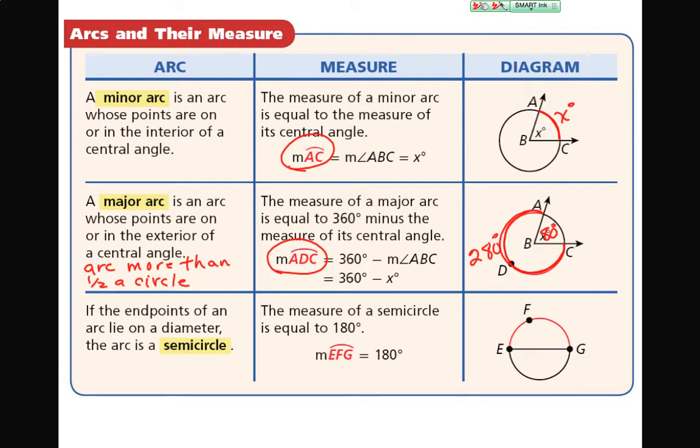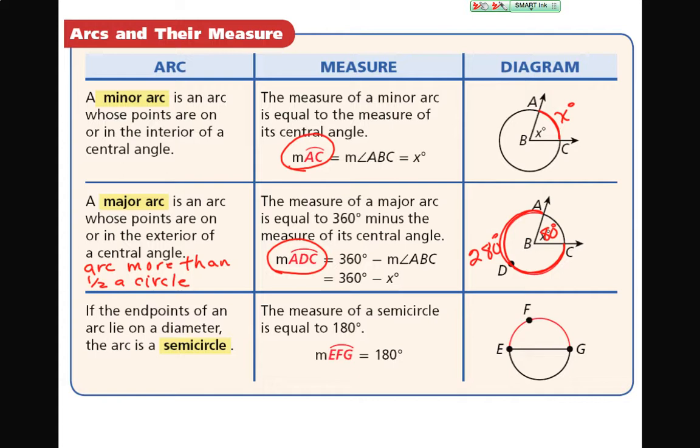If we know how big the arcs are that go together, we can add, depending upon what information we have. But in this case, based upon the information, you had to subtract. So if this is a 60-degree central angle, the major arc would be 360 minus 60, 300 degrees.